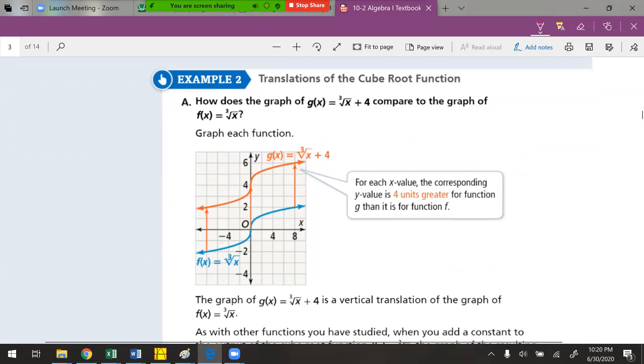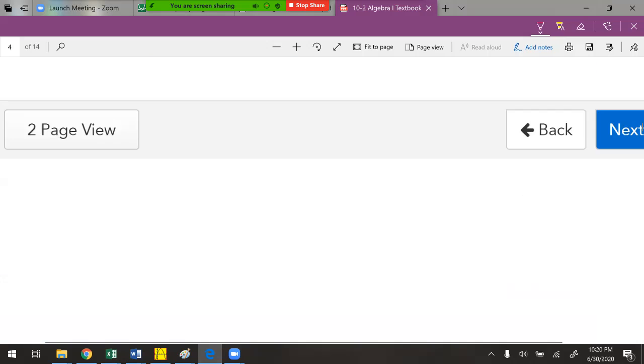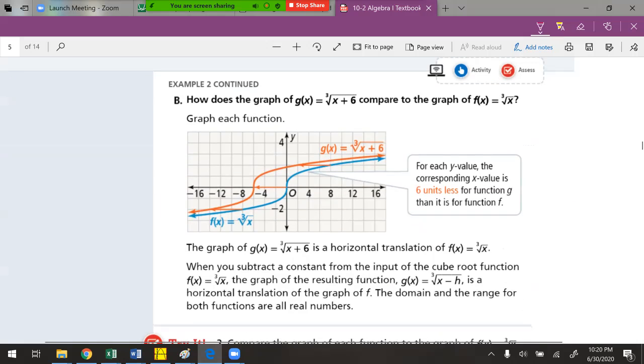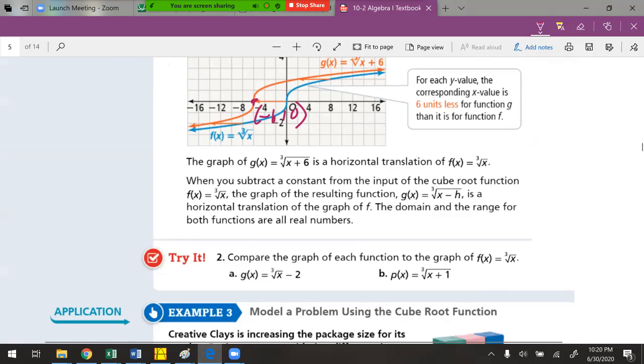How does a graph compare? Same thing. If it's outside, we move it up and down. So the important point will move up 4. So it's 0, 4. If it's inside, that does change things. If it's negative, it moves to the right. Positive, it moves to the left. Notice how it's inside, it's a positive, we move it to the left. The important point here is going to be negative 6, 0.